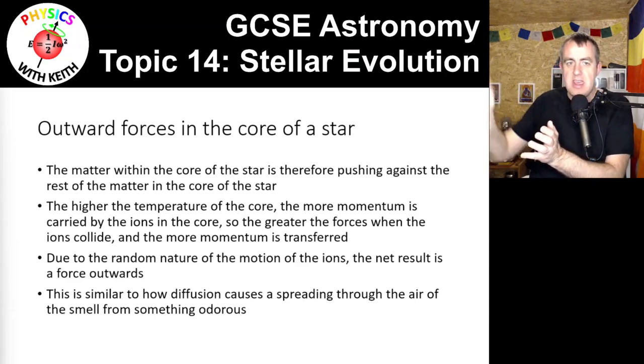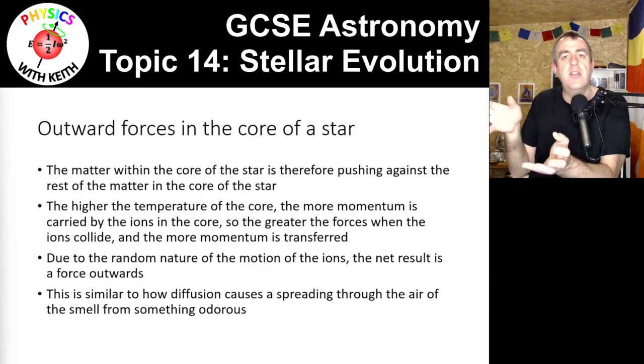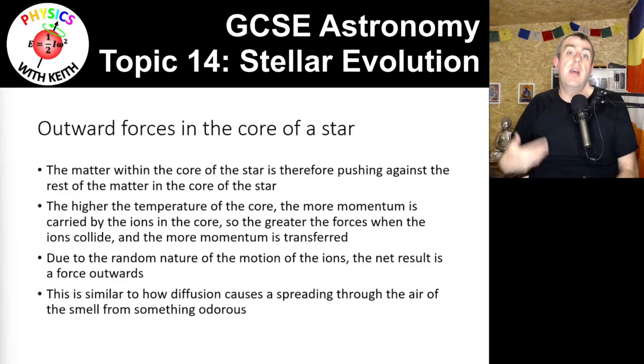You've got this sort of layer of hydrogen, and the deeper you go, the higher the temperature of those layers, and so those layers push outwards effectively. And there are other things going on as well, these outward forces.